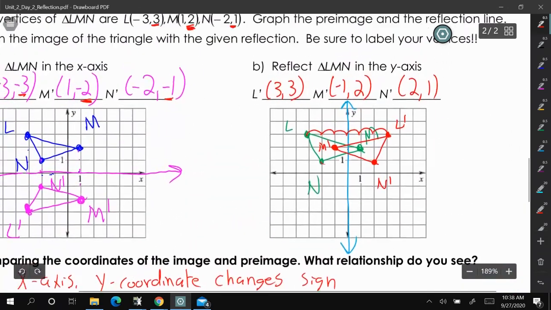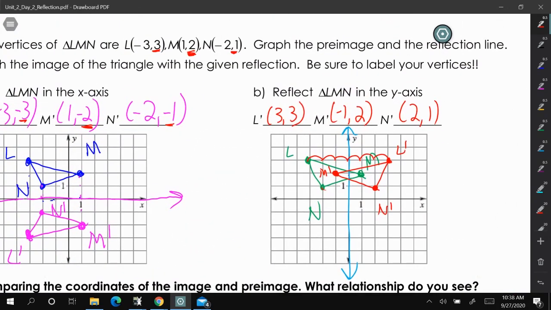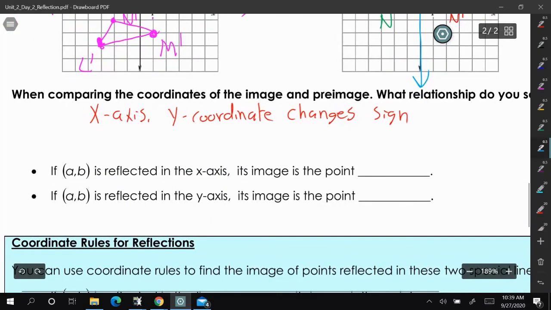And then when reflecting over the y-axis, the x-coordinate changed signs. So we have -3, it became +3. +1 became -1. -2 became +2. So when I reflect over the y-axis, the x-coordinate changed signs and the y-coordinate stayed the same. So y-axis, the x-coordinate changes sign.